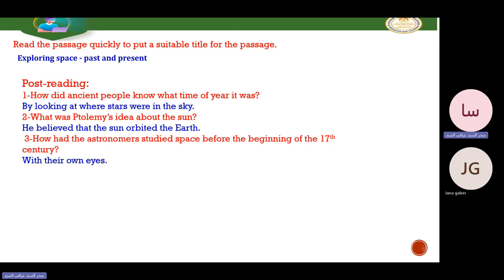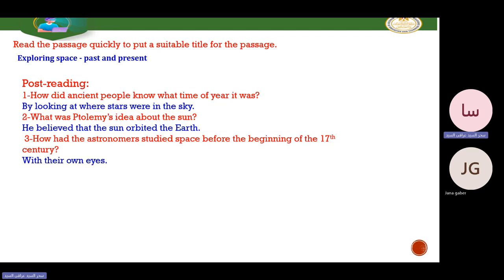What was Ptolemy's idea about the sun? What was his idea? He believed that the sun orbited the earth. How had astronomers studied space before the beginning of the 17th century? With their own eyes. They didn't have telescopes at that time.